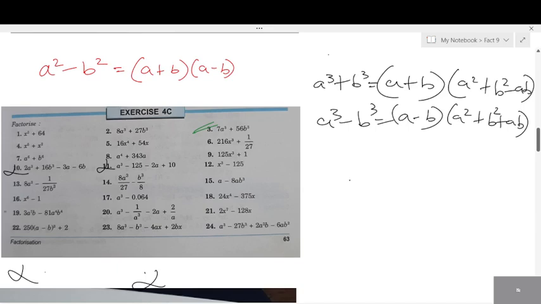Okay, look at the second question. 8A cube is given, 27B cube. 8 is a perfect cube, students. How do you write 8? What is the cube for 8?